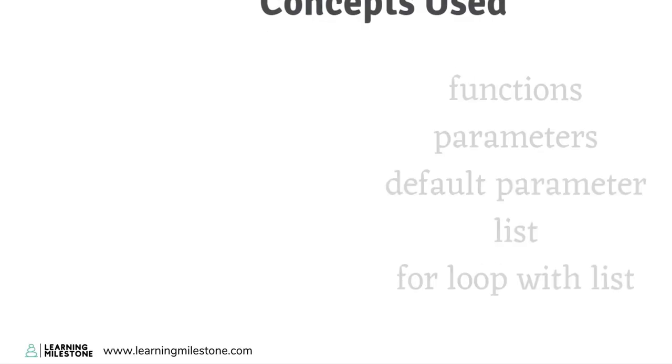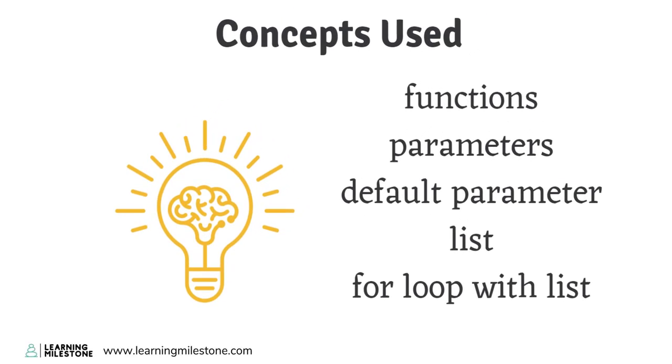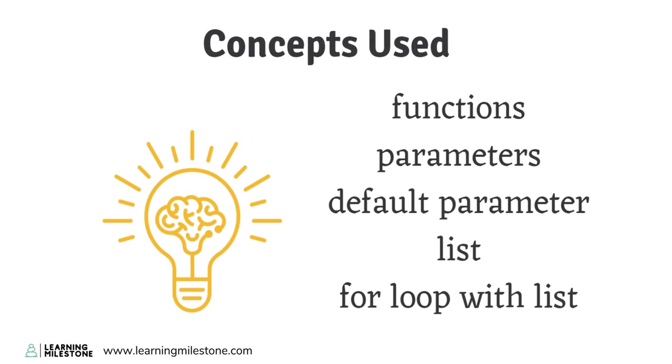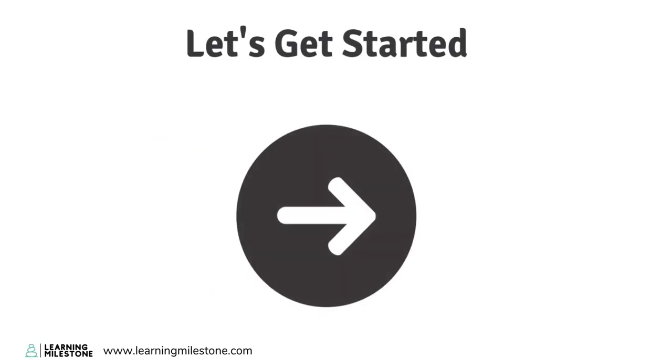Let's see. The concepts we will be using while re-implementing this program are functions, parameters, and default parameters. Also, we will be asking the names of guests in one list, so we will be using the list data type, and we will be using a for loop with the list. So, ready to learn and re-implement the program? Let's get started.